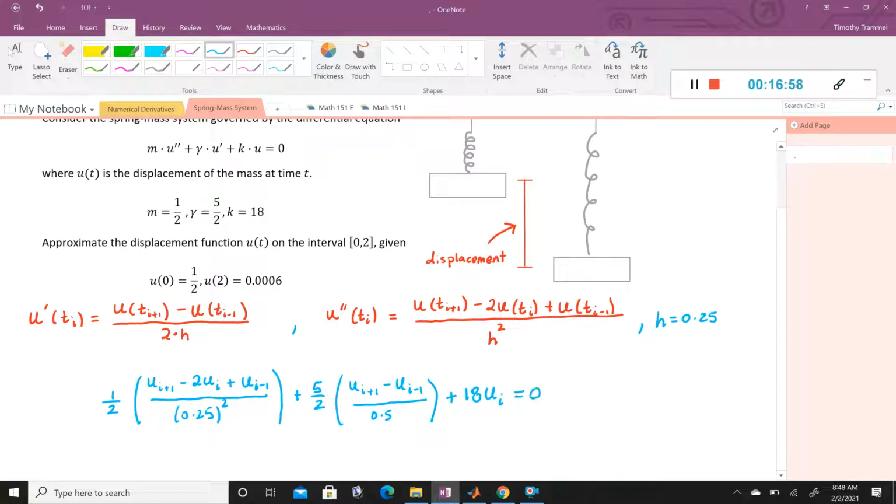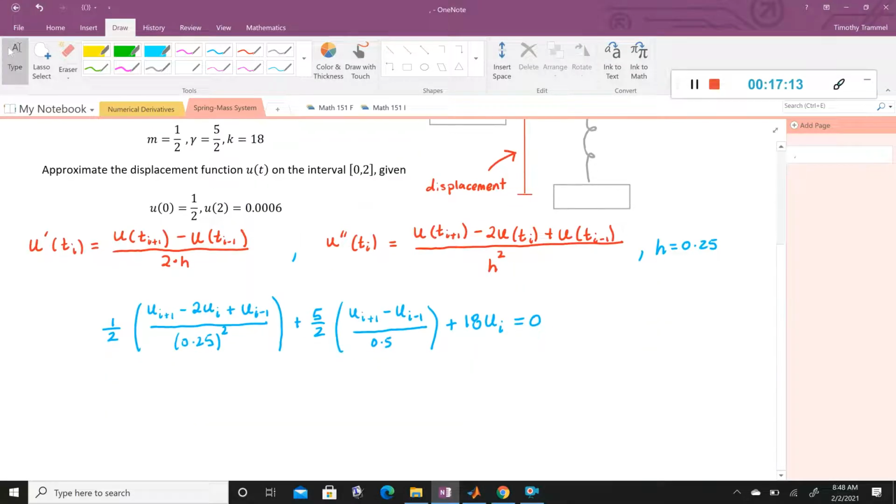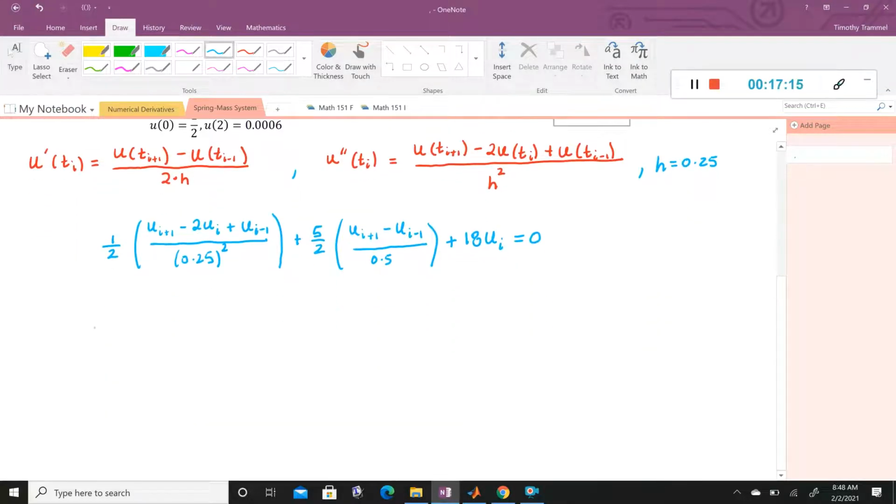And so you might be looking at this wondering how on earth this is going to help us. It ends up, we'll be able to turn this into a system of equations that we will be able to solve. So let's keep going here. We're going to try and simplify this a little bit.